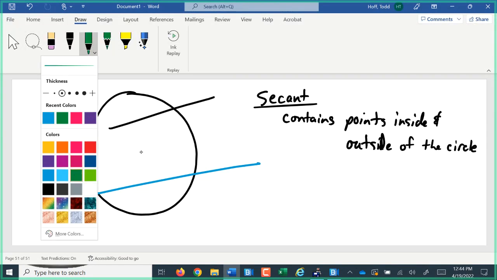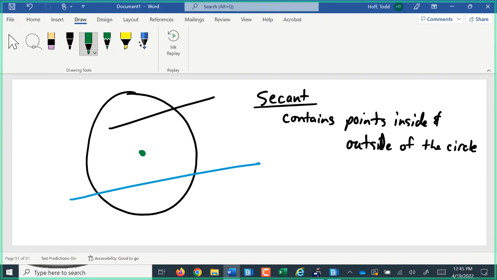Another commonly used form of the secant starts at the center and goes out. That is a secant. The radius, of course, would stop at the circle. The secant would keep going to get points outside of the circle.